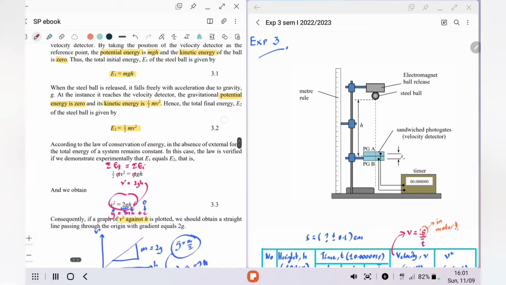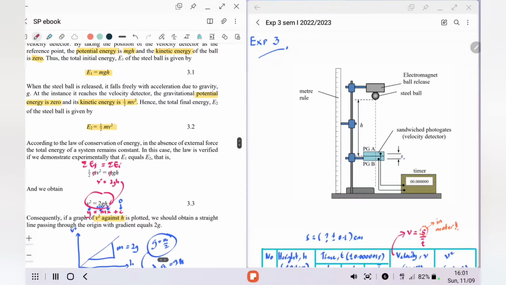Based on that, according to the principle of conservation of energy, the sum of E final equals the sum of E initial. Initially we have just mgh, and finally we have just half mv squared. Potential energy equals kinetic energy, so mgh equals half mv squared. The m and m cancel each other, giving you this equation. Based on this, we need to calculate the value of g.